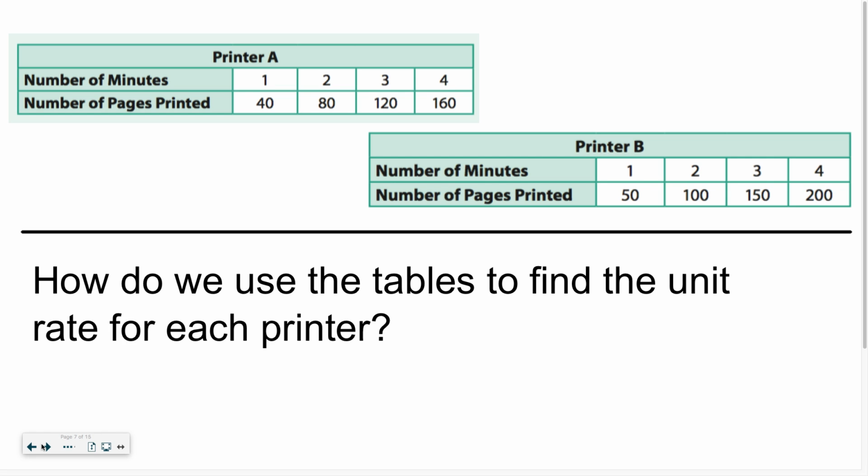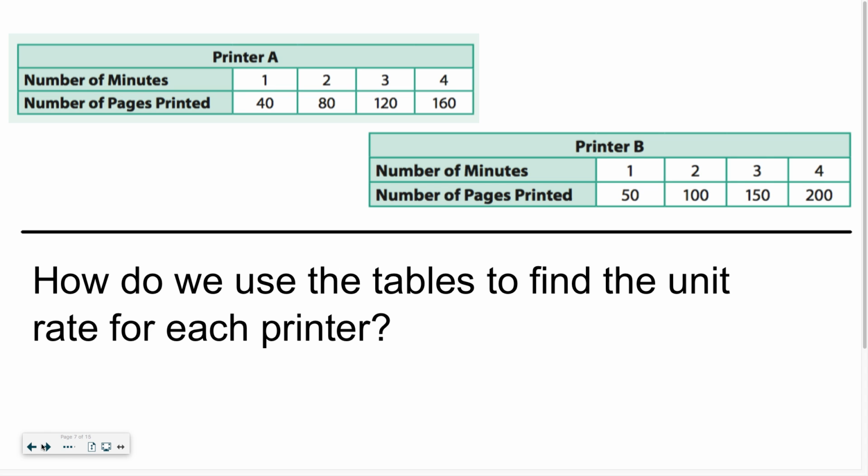Okay, so now we're going to take a look at these two tables. We just created this one. How do we use the tables to find the unit rate for each printer? Now they're in the same format, so we can really identify in the same way the unit rate. We kind of already talked about how to find the unit rate in printer A. Who can reiterate for us how to find the unit rate if you're given a table?